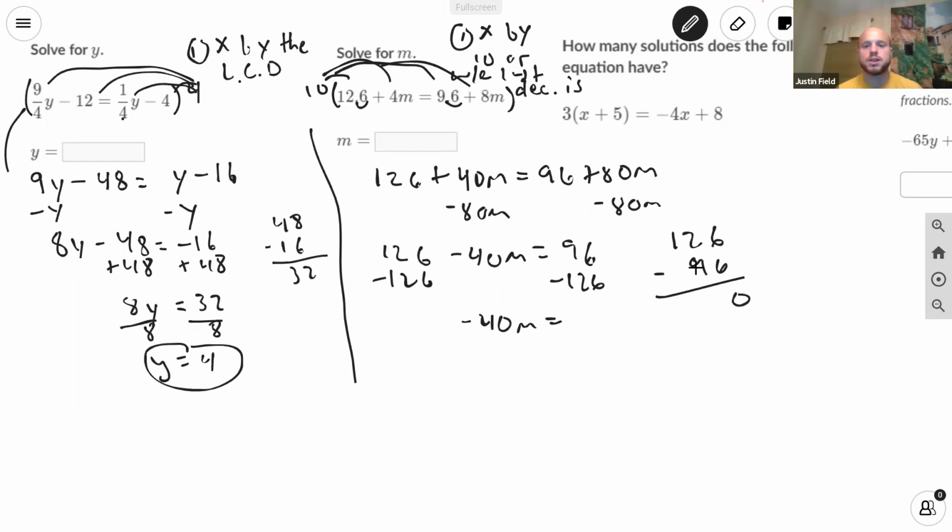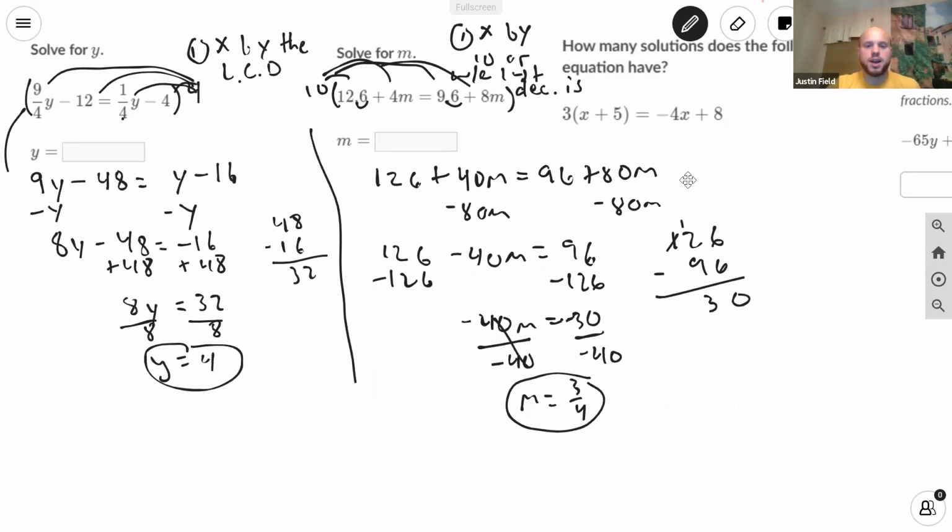And 6 minus 6 is 0. 12 minus 9 is 3. So that's going to be 30. But I want to take the bigger number's sign. So what's bigger, 96 or 126? 126, and that's negative, so it's going to be negative 30. And the last step is to divide by the number in front of m, the coefficient. So that's gone. And the negatives cancel, and 30 over 40 is just 3 over 4. So it's 3/4.